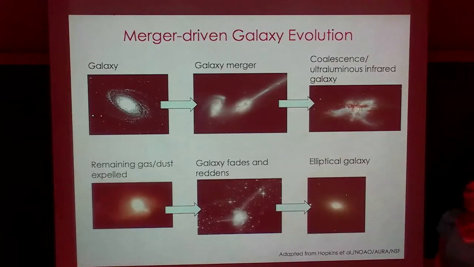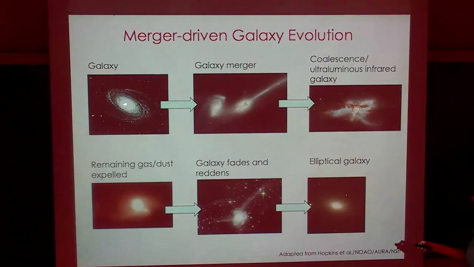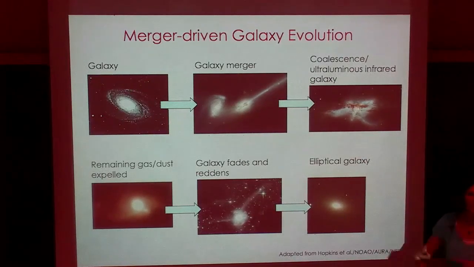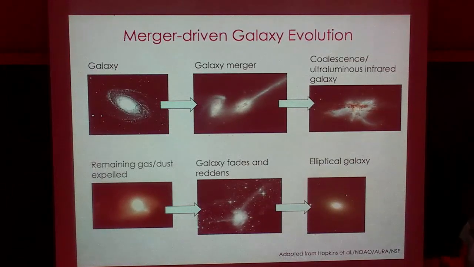So I'll start with a very oversimplified view of galaxy mergers and their role in galaxy evolution. If we start with a galaxy, merge it with another galaxy, this triggers inflows of gas towards the center of the merger that can light up bursts of star formation and fuel the central black holes as AGN. So this leads to this very chaotic state here.